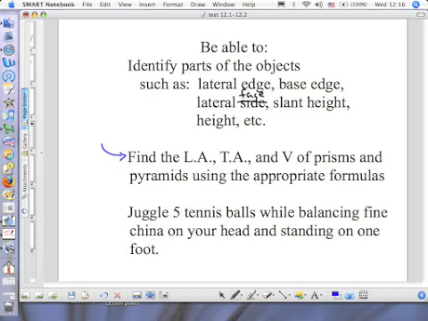I don't know if I can do that last part. And you need to be able to juggle 5 tennis balls while balancing fine china on your head and standing on 1 foot. Can we do what? We can only do bowling balls. Has to be tennis balls.